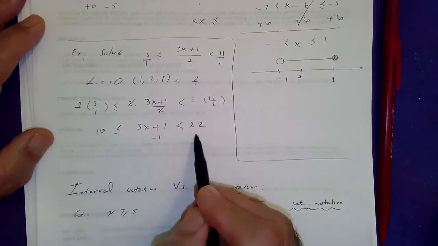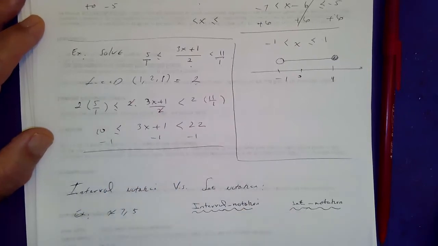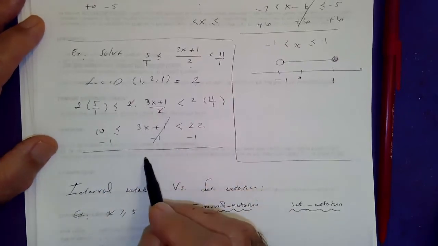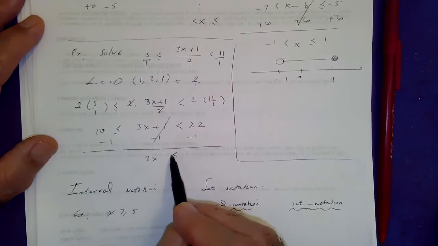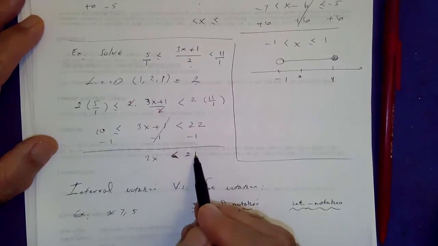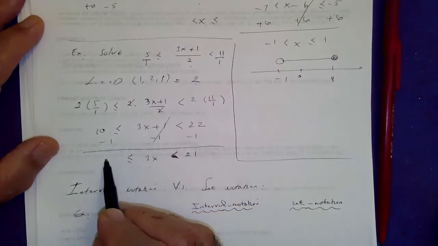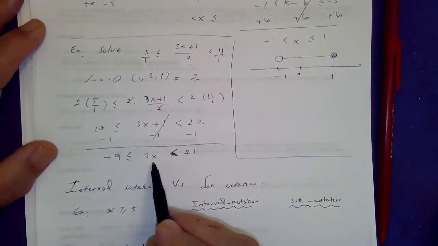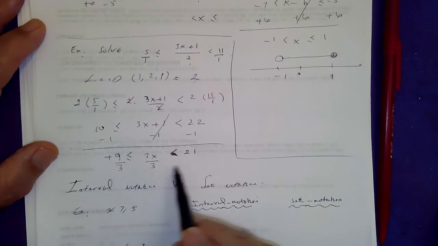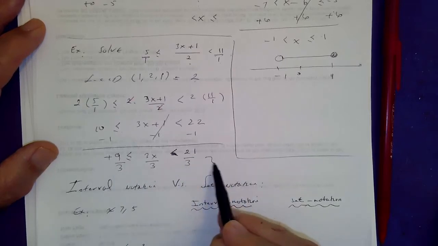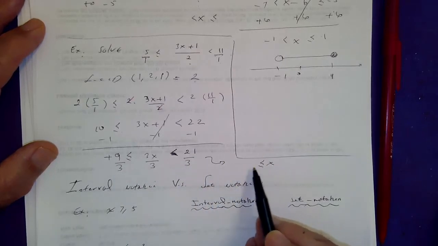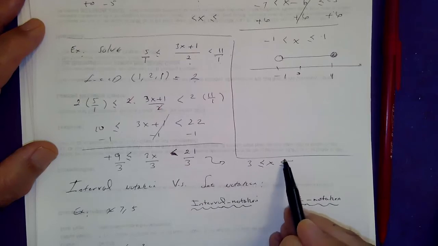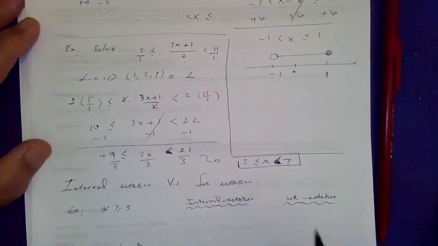So subtract 1 first. So these guys cancel. So you get 3x is less than what? 21. But greater than or equal to what? Positive 9. Now divide each side by 3. So you get what? X is greater than or equal to 3, but less than what? 7. So that's the solution.